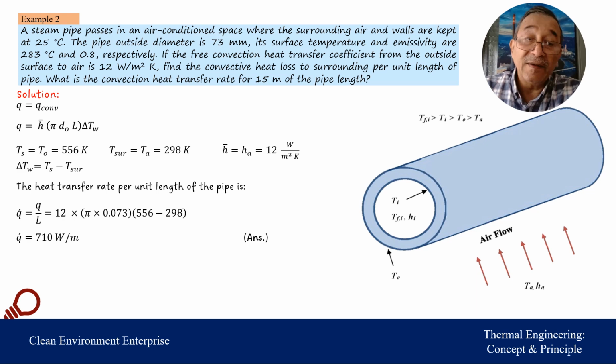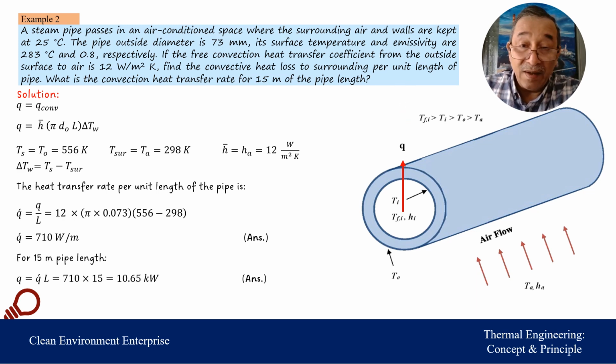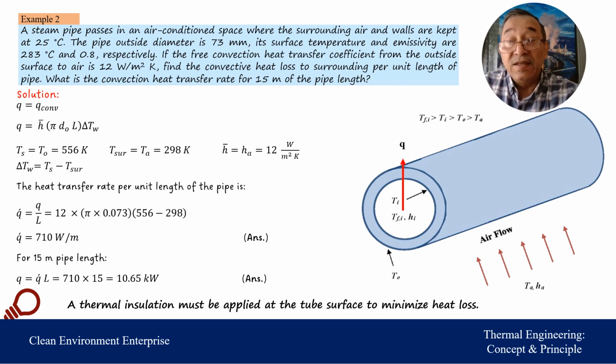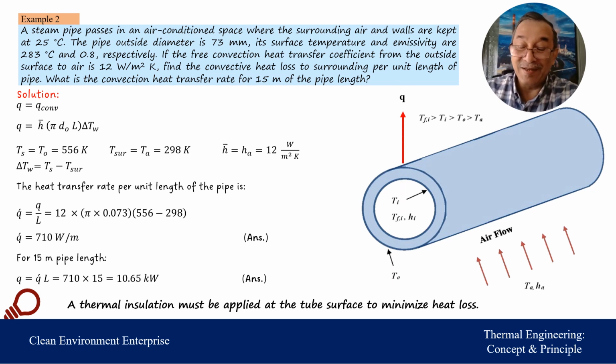This is the heat lost from that pipe to ambient. And for 15 meter, you will get quite a high value, more than 10 kilowatts. And that means a considerable heat loss is leaving the surface, and that means we need a sort of insulation to minimize heat losses to ambient from that pipe.